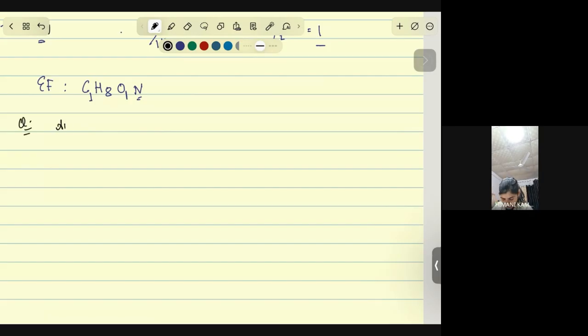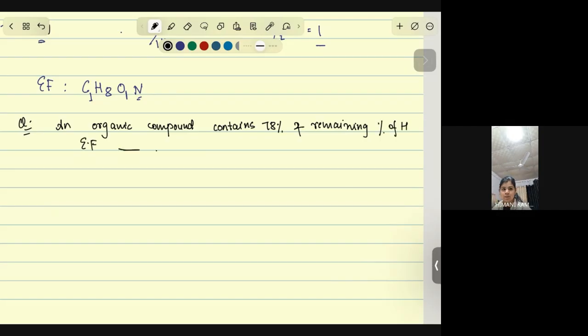The question is, an organic compound contains 78% carbon and the remaining percentage of hydrogen. You have to calculate the empirical formula. So first write the elements. Carbon, and the second one is hydrogen.